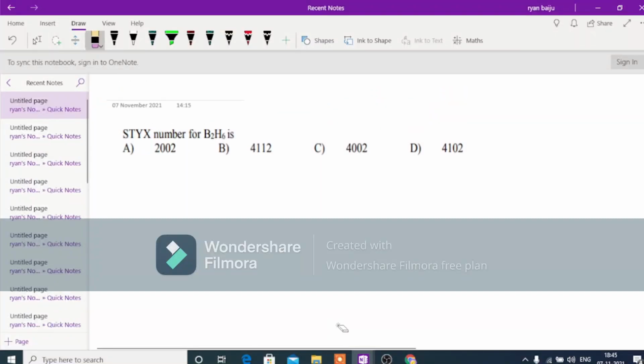Calculate the styx number of B2H6. This question was asked in the February 2018 Kerala SET exam. Here there are 5 steps. First I am going to write step 1.